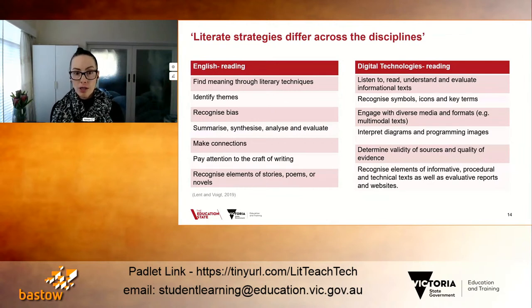We are interpreting diagrams and programming images. So I've got to be able to look at the, in English, we might be looking at illustrations and trying to extract meaning. Here, we've got to be able to look at these diagrams or the programming flowcharts, and we have to work out, how do I interpret this? How can I extract meaning from this when it's just a bunch of lines, some shapes and some words on a page? So it's a really different type of reading.